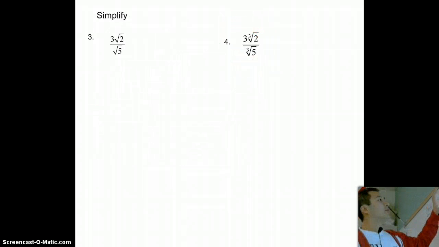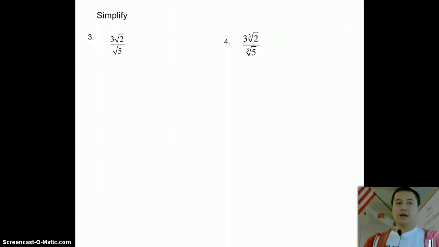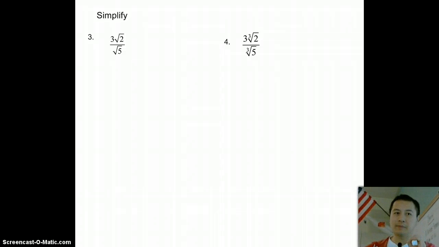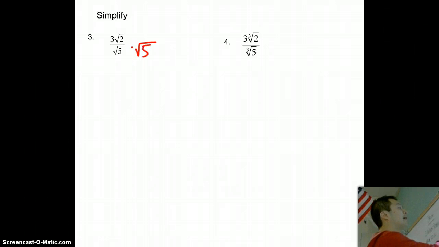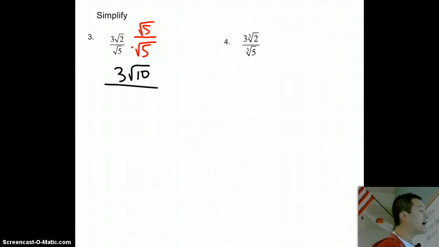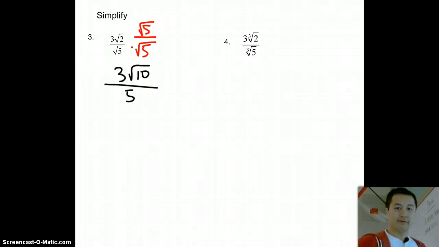Let's move on. Multiplying done. Now let's talk about dividing. When we divide radicals, we want to simplify the radicals at the bottom. We'll talk about conjugates and everything later, but let's go through the basics. You've seen this before. Number 3. So how do you solve for this? You multiply by the same thing. Multiply by square root of 5 top and bottom. The top becomes 3 square root of 10. The bottom is square root of 5 times square root of 5, which is 5. Or square root of 25, which is 5.